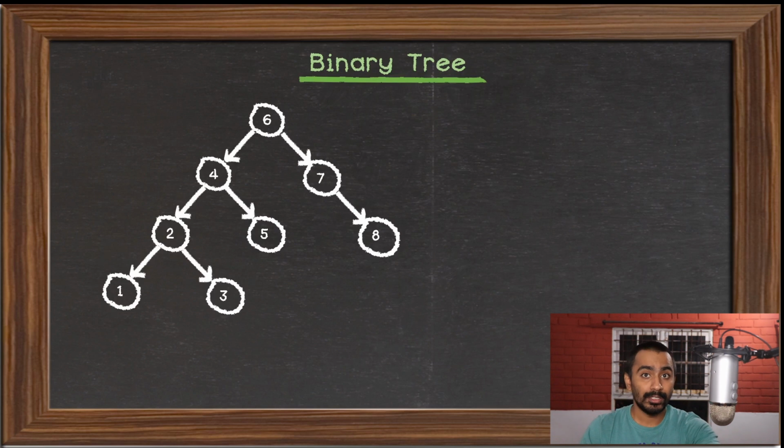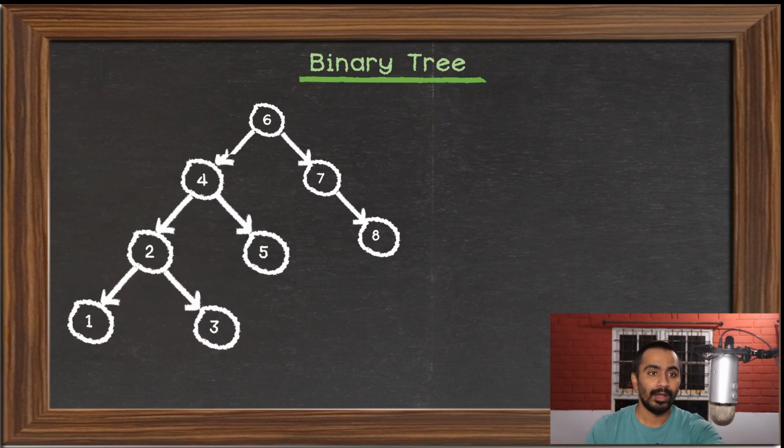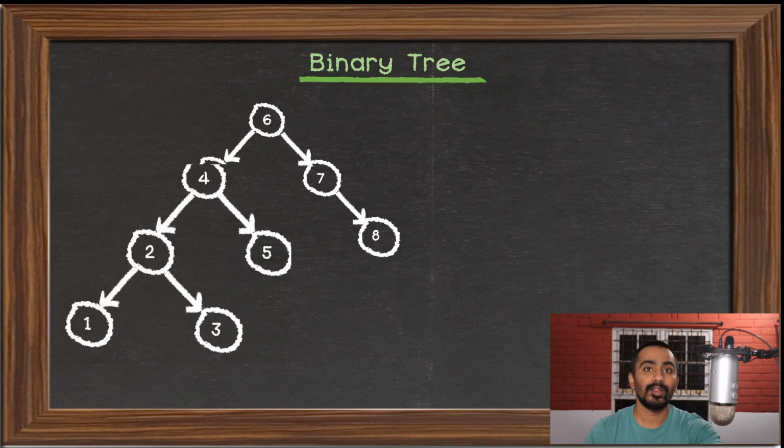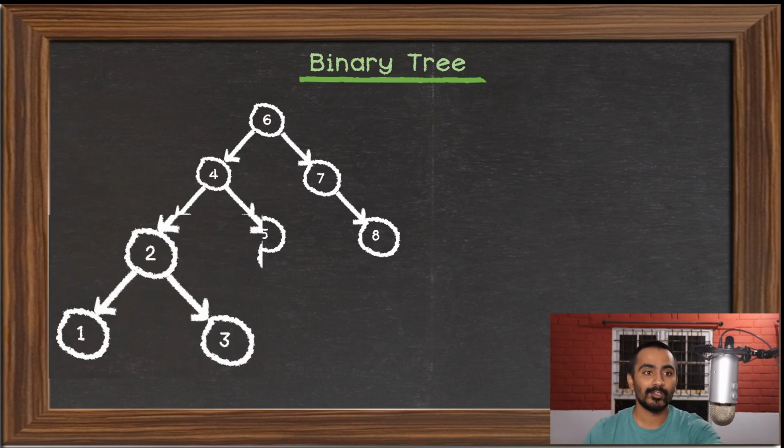Now, one important thing to understand is that a tree is a recursive data structure. That is, any given tree is composed of smaller trees, or what we call subtrees. So if you look at this tree, it's composed of two subtrees. First one rooted at node 4 and the second one rooted at node 7. Again, these subtrees are further composed of smaller subtrees. So we naturally tend to use recursion to traverse trees.